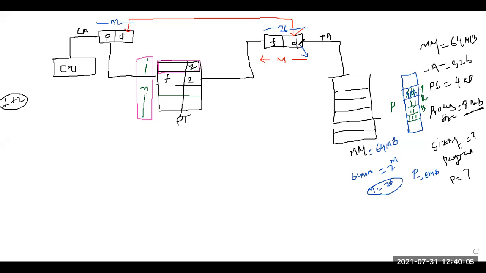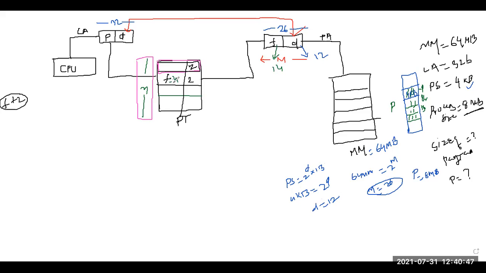Now to calculate the offset, I will use the page size. I know that page size is 2 to the power of d, times 1 byte, since it is byte addressable. The page size is given as 4 KB, so it equals 2 to the power of d, and from this d is 12. And the total is 26. So what is the value of F? How many bits for F? 14. There are 14 bits for F.